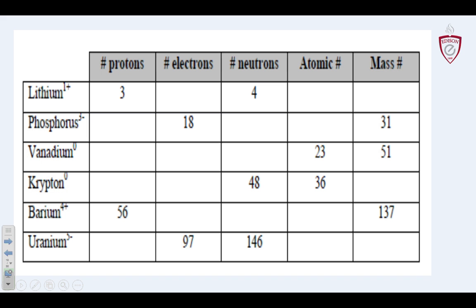All right, so I see barium. I have 56 protons, so my atomic number must, of course, be 56. To solve for electrons, it's protons minus charge, so 56 minus 4 is 52. And for my neutrons, I have to rearrange my mass equation: my mass, 137, minus my 56 gives me 81 neutrons.